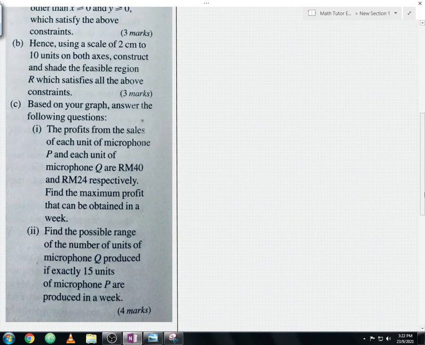The profits from the sales of each unit of microphone P and each unit of microphone Q are 40 ringgit and 24 ringgit respectively. Find the maximum profit that can be obtained in a week. For part C, question 2, find the possible range of the number of units of microphone Q produced if exactly 15 units of microphone P are produced in a week. So this is the overall question.